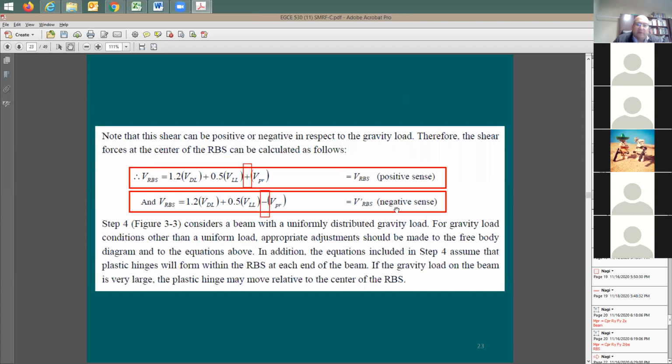Now, which one would you like to consider when you do a check on shear? Yes, of course, this is going to be the additive one. This is the one I'm going to be using, right? Because you're going to have your higher shear because you have the dead load and live load components.